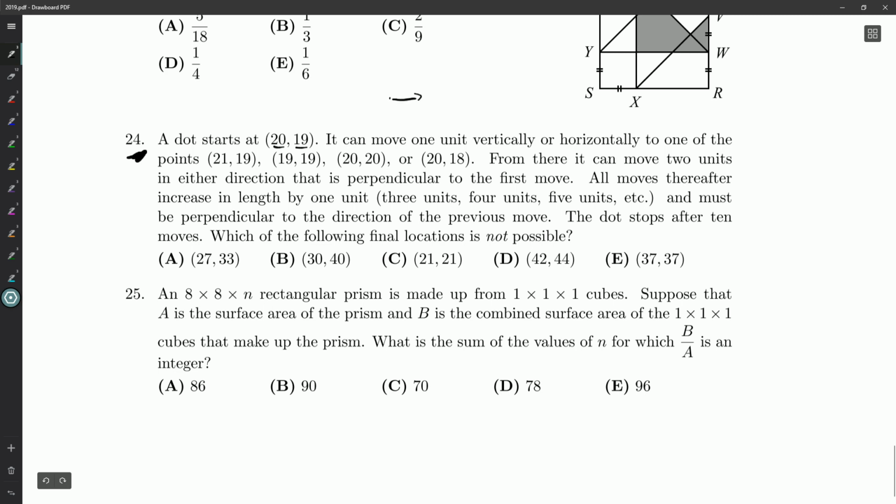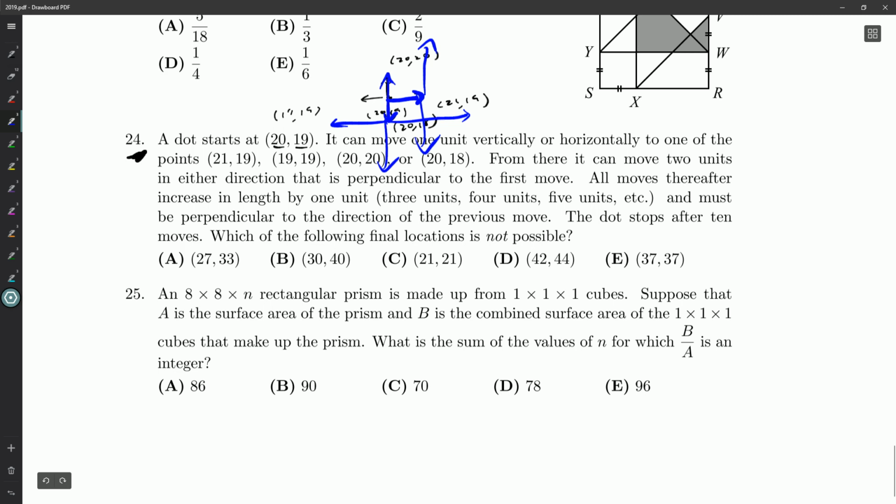go to the right from 2019 to 2119, or it could go the other way to 1919, or it could go up to 2020 or down to 2018. That's the way it seems to go. From there, it can move 2 units in either direction that is perpendicular to the first move. So if we had gone this way, then we could move 2 units up or 2 units down. If, for example, we'd gone down first, we could move 2 units left, 2 units right, but we couldn't move 2 units down again or 2 units back up, is what they're saying.